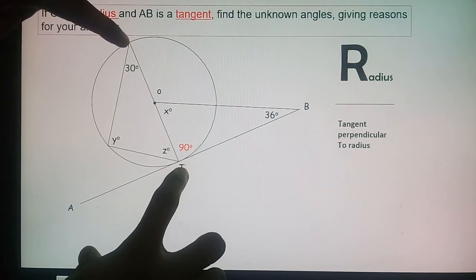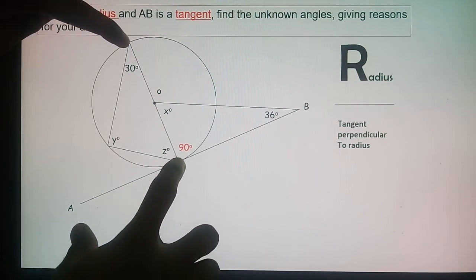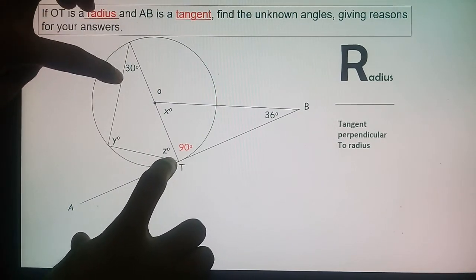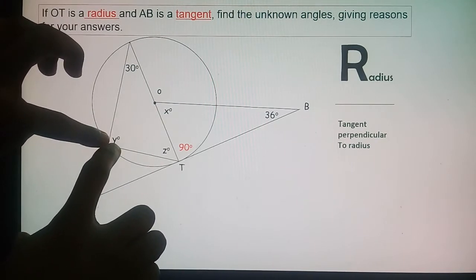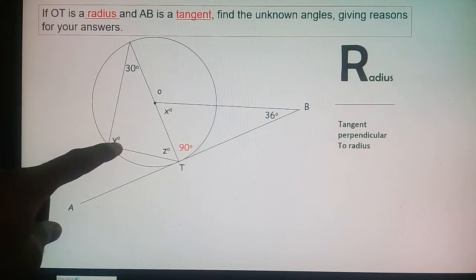Wow, we hear something about diameter. What do we know about diameter? We know that a diameter subtends an angle of 90 degrees. We have our diameter and we have our angle that is 90 degrees. It means my y is equal to what? 90 degrees. How nice. Now I have my y equal to 90 degrees.